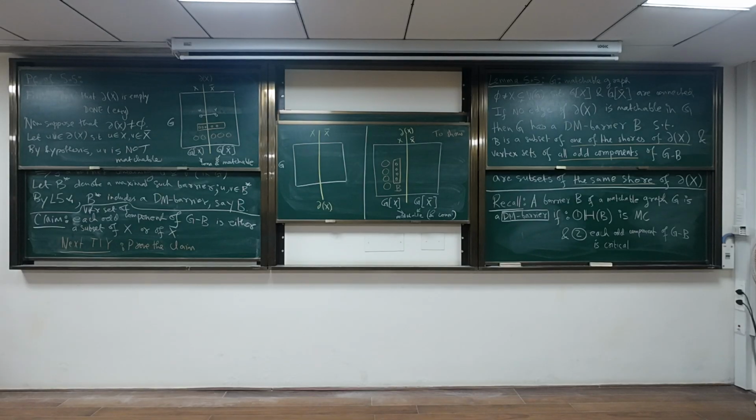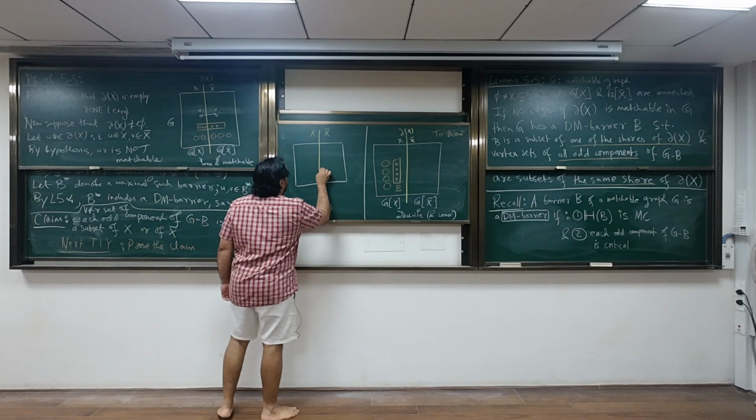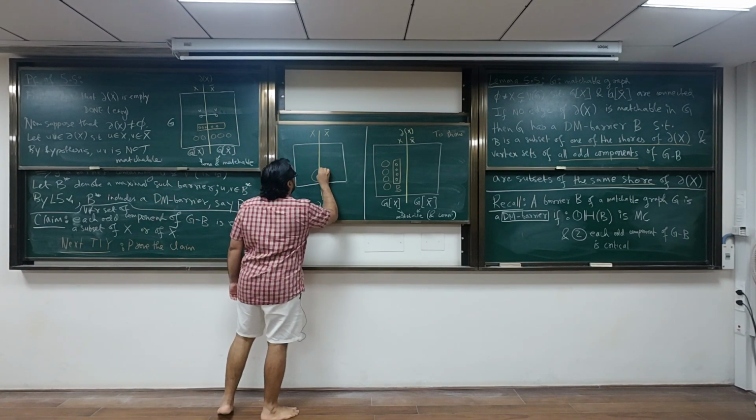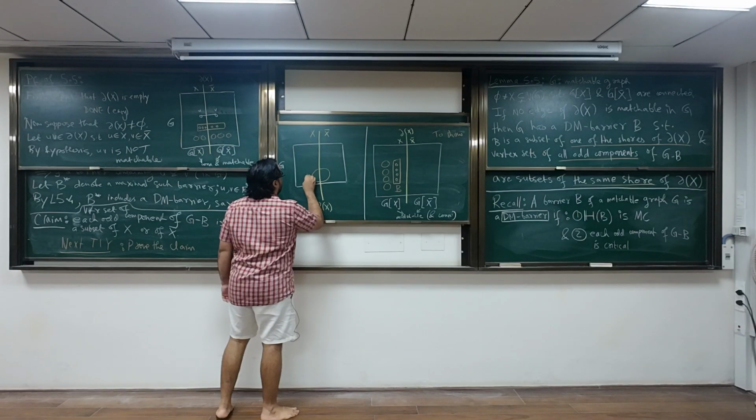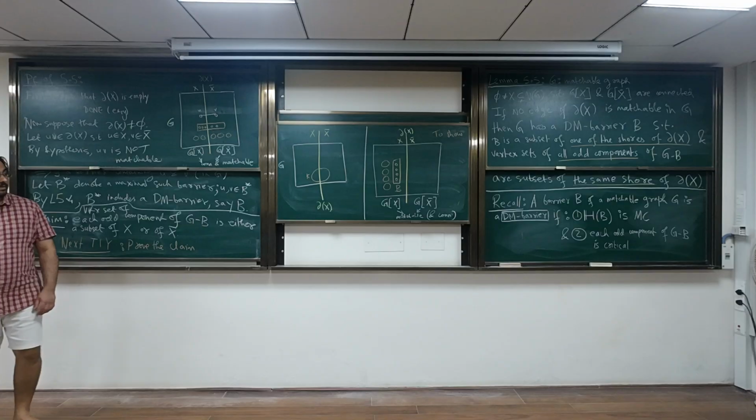Let's suppose the claim is false. So there is an odd component of G minus B that looks like this. It meets both the shores. Okay?